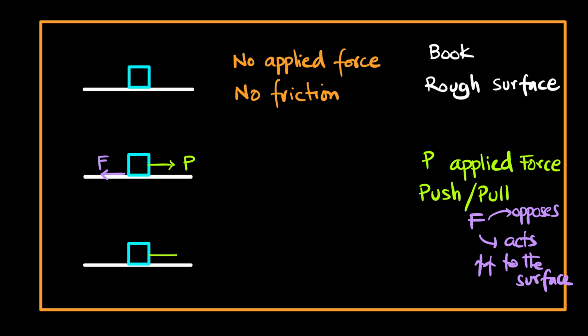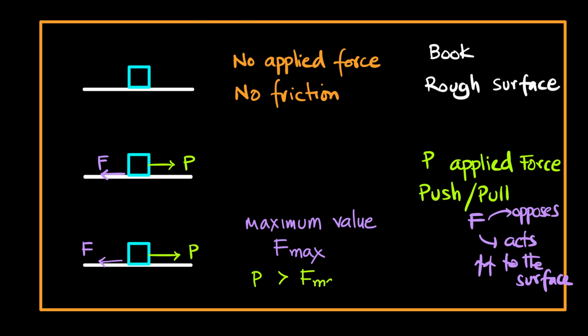Now, in the third case, again, I'm using the same symbol for the applied force. And this is the frictional force. If I keep on increasing the applied force, the value of F, the frictional force, keeps on increasing till it reaches a maximum value, a limiting value. This value is known as Fmax, the maximum value of friction. Only if the applied force is greater than Fmax, the particle will move, the particle will accelerate.